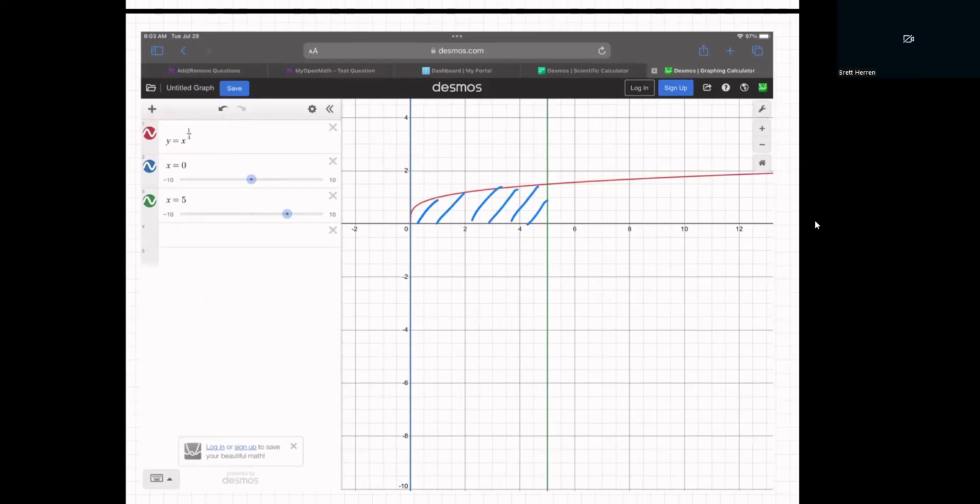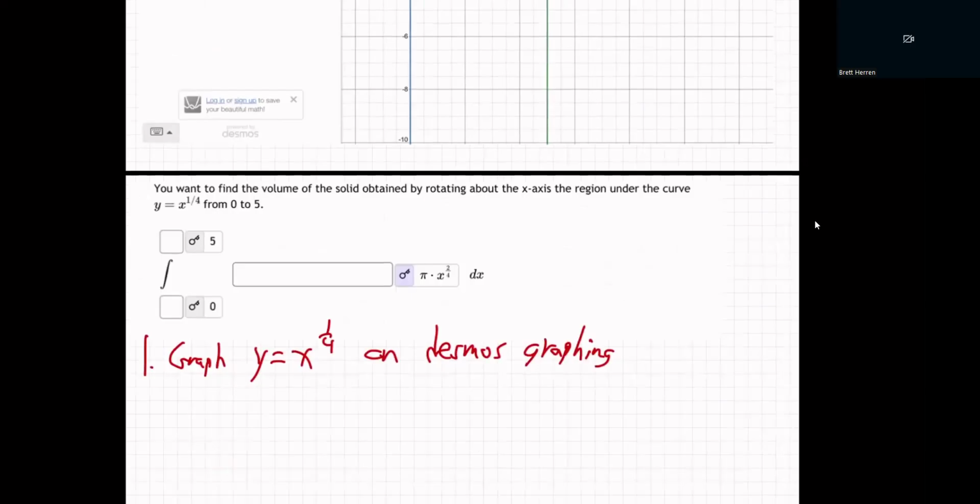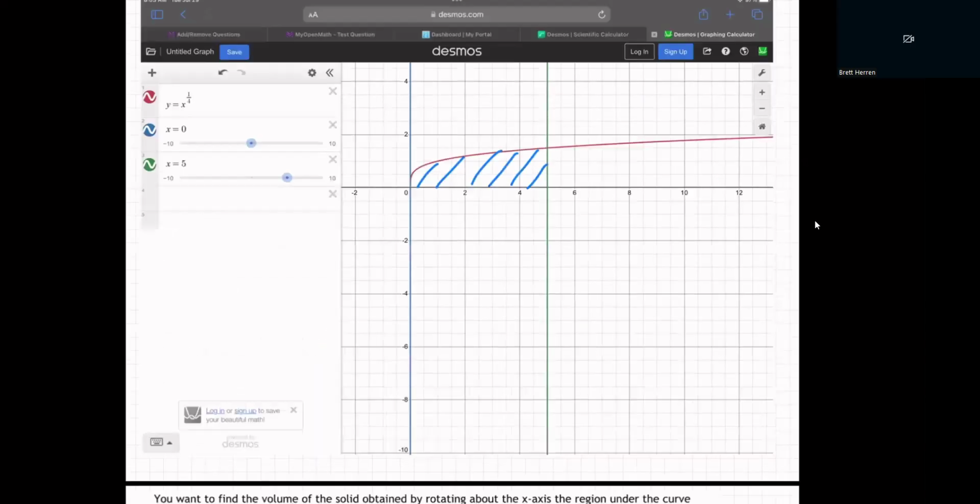Okay, and we want to rotate that. Notice we're rotating that about the x-axis. This is the x-axis, as you know. So we're going to rotate, and it's going to come down here, and we're going to get this three-dimensional shape. In fact, let me show it to you real quick, and then we'll do the problem.